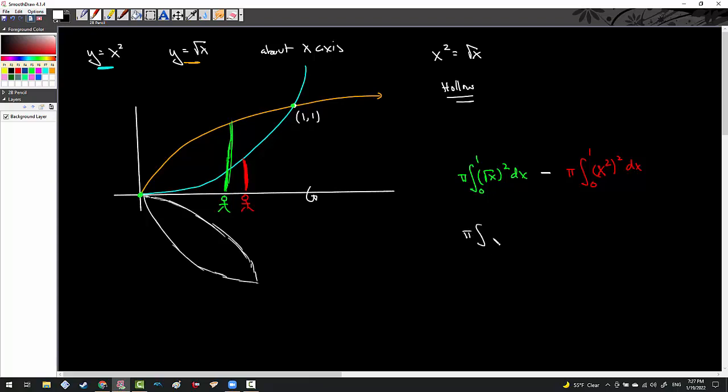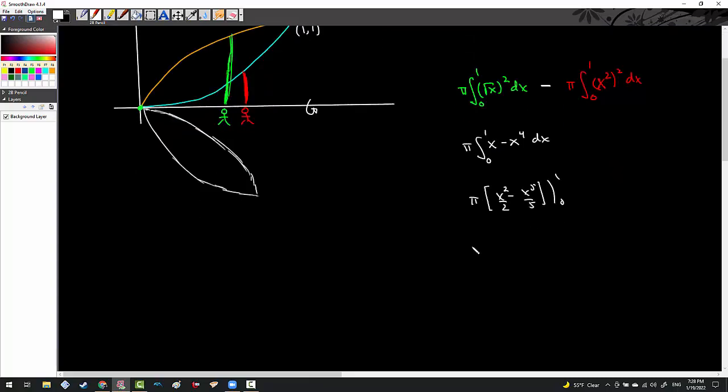So that's going to be pi integral. Now at this point, because the limits of integration are the same, I like to initially see them as separate, but when I go to evaluate it, I put them back together. So this is going to be x minus x to the fourth dx, and then from 0 to 1. So that's going to be pi, and then I'm going to get x squared over 2 minus x to the fifth over 5, evaluated from 0 to 1. So what's that going to be? That's going to be pi bracket 1/2 minus 1/5 minus 0, right?